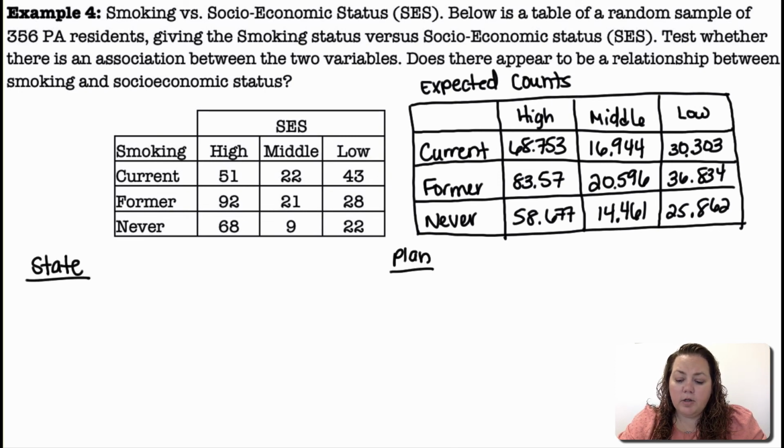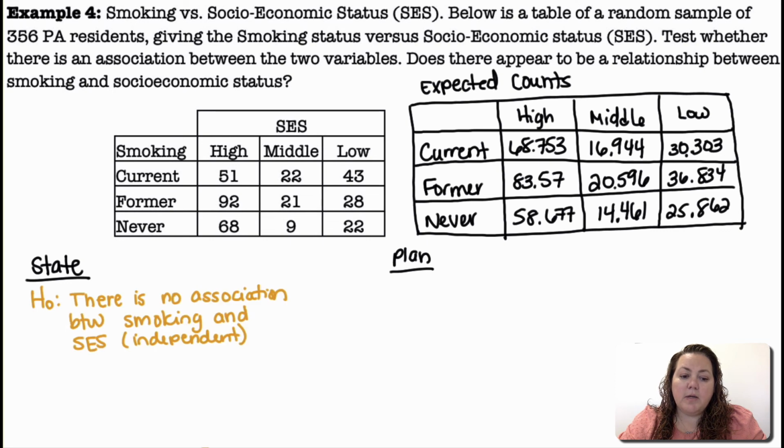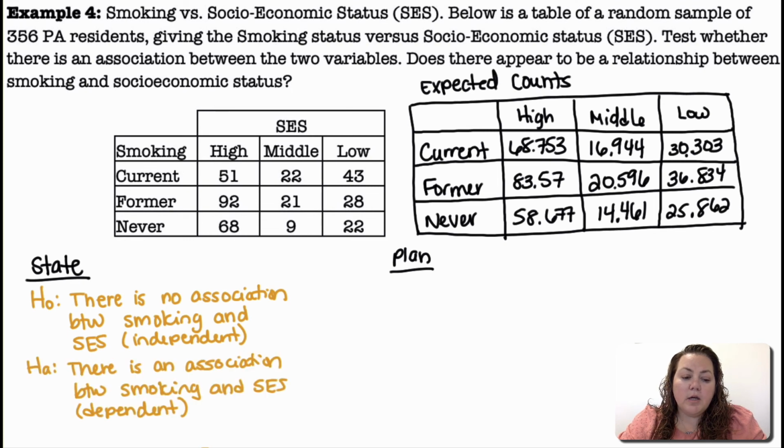State my null and alternative hypothesis. My null hypothesis would be there is no association between smoking and socioeconomic status. In other words, they are independent of each other. The alternative would be there is an association between smoking and socioeconomic status, or that they are dependent. My alpha value is 0.05, and my degrees of freedom is 4. So, number of rows minus 1 times number of columns minus 1.